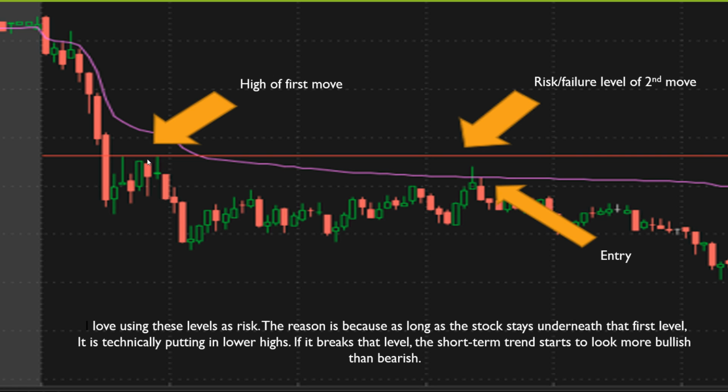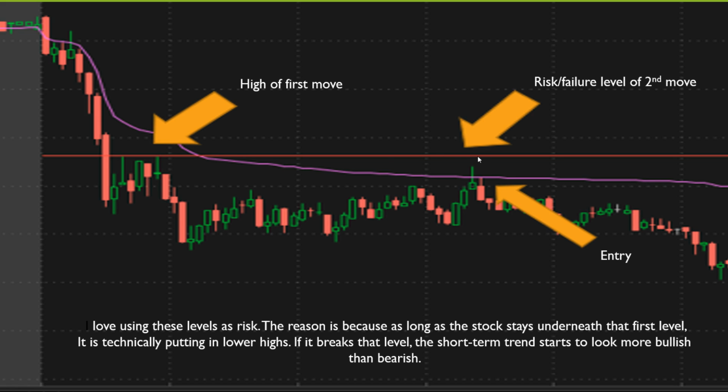So like if the stock stays under this, then technically it's still putting in lower highs, and that usually signifies a bearish trend, right? A bearish move. Lower lows are great, lower highs are great for a bearish trend. Once the stock starts to put in higher highs, then that usually starts to signify a short-term trend change, at least to the bullish side, and that's never what you want to be in.